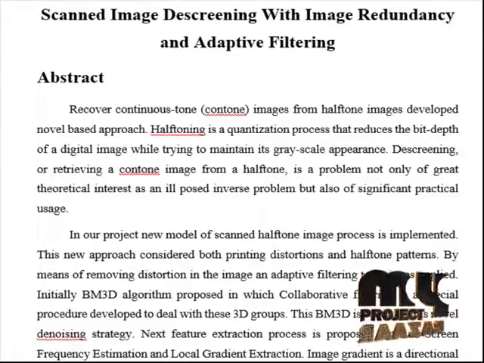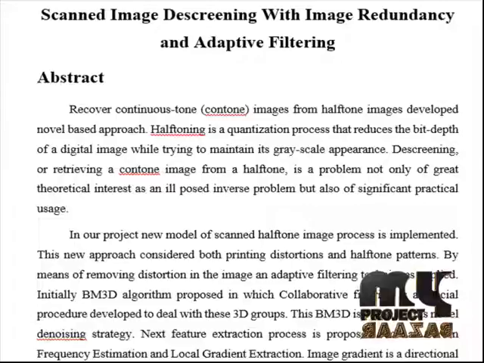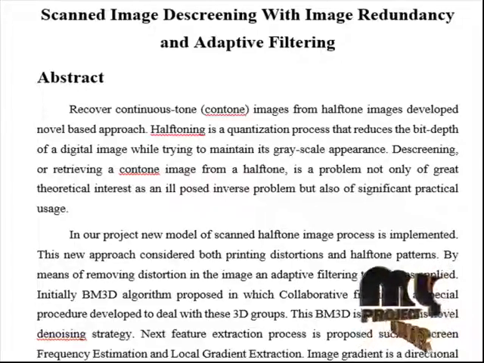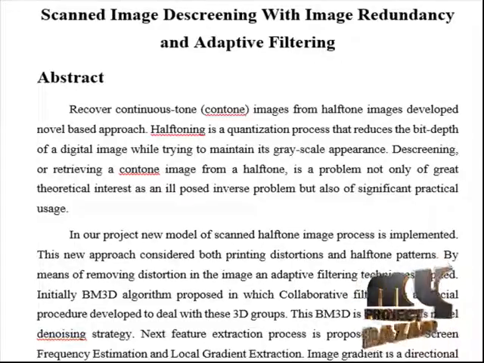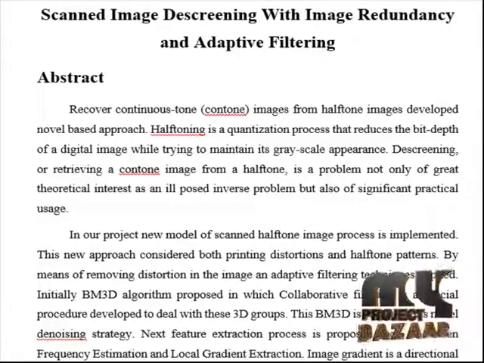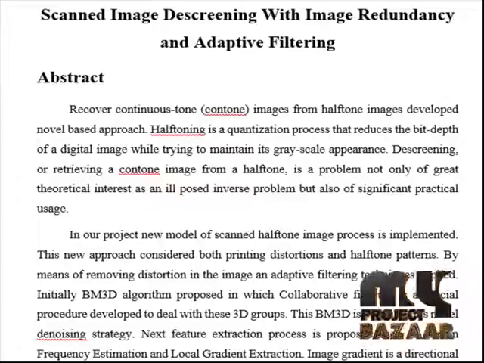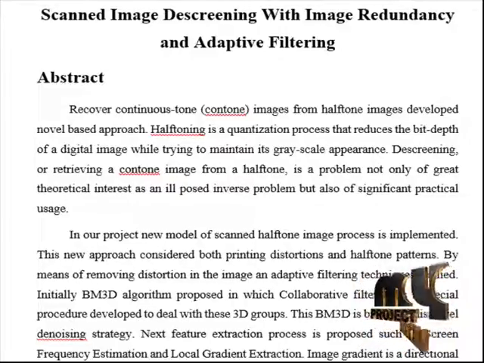In our project, a new model of the scanned half-tone image process is implemented. This new approach considers both printing distortion and half-tone patterns, by removing distortion in the image and applying adaptive filtering techniques. Initially, the BM3D algorithm is proposed, in which collaborative filtering is a special procedure developed to deal with these 3D groups. This BM3D is based on a novel denoising strategy.